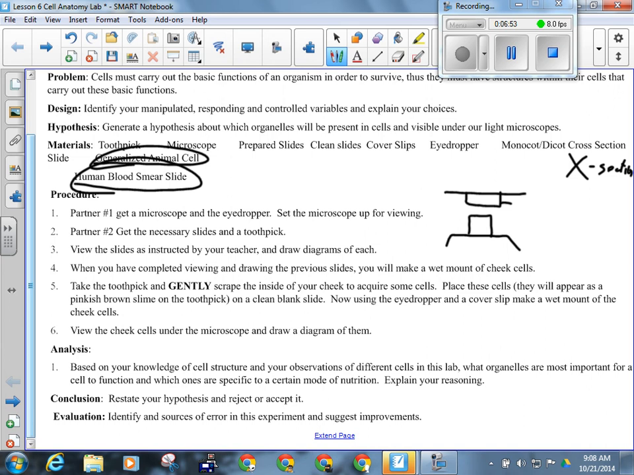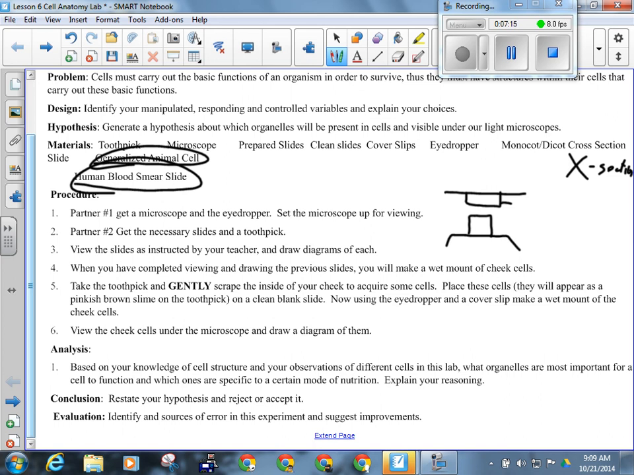Okay, contrast, if you've done any stuff with electronics and pictures, contrast is making the difference between light and dark stand out more. And that's exactly what we want to do when we're looking at something that's not stained. We want its darker areas to stand out from its lighter areas more. And that's how you do it, by adjusting this condenser diaphragm.